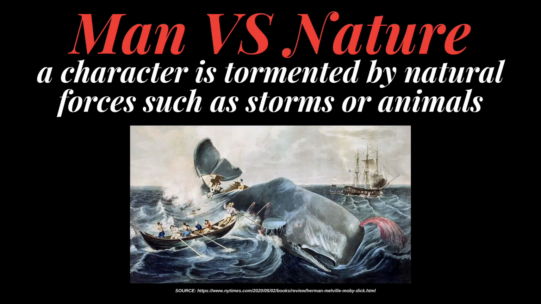The second one is man versus nature. In this type of conflict, a character is tormented by natural forces such as storms or animals. This is one of the conflicts in Herman Melville's Moby Dick, which tells the story of a man's obsession with overcoming nature, specifically a whale.